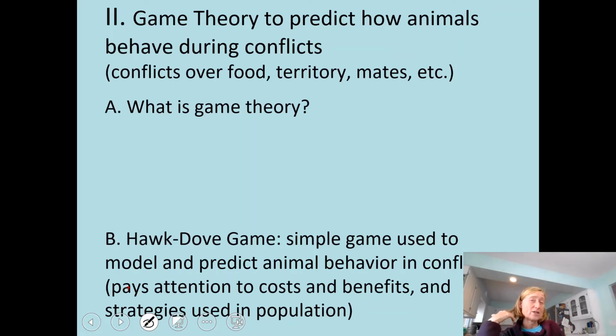All of these kinds of questions are things that animals need to somehow know in order to do their best to survive and reproduce, right? We're going to talk about how game theory, this is a particular model, is used to predict what animals are going to do during conflicts. And we'll do that in video 2.